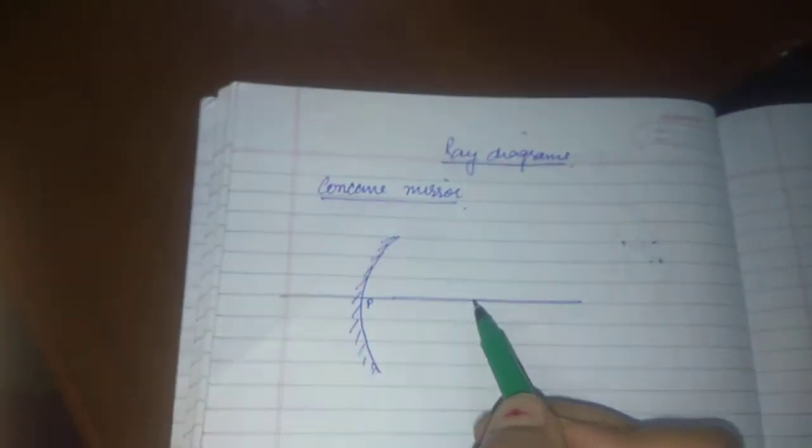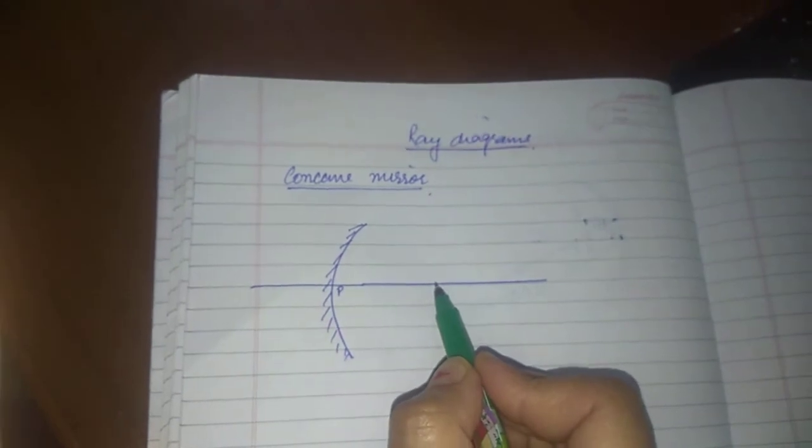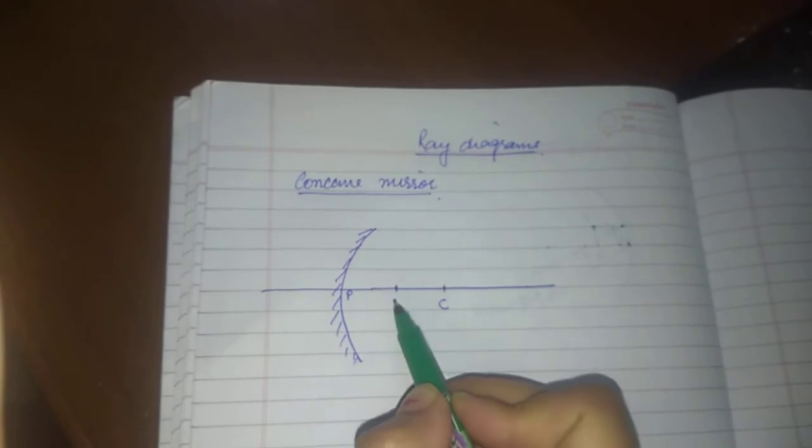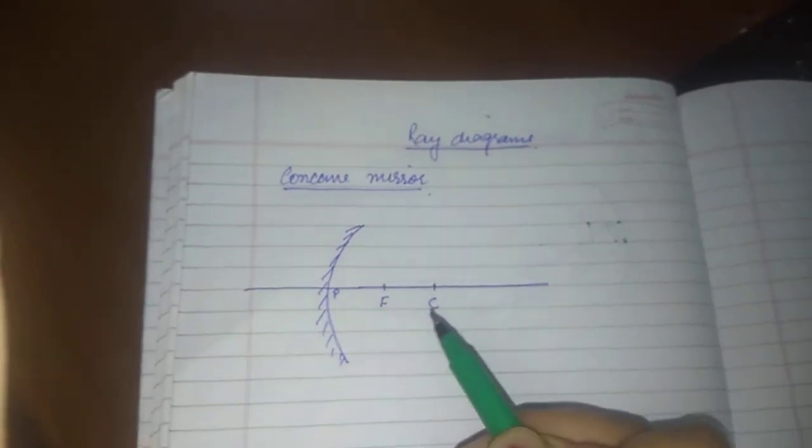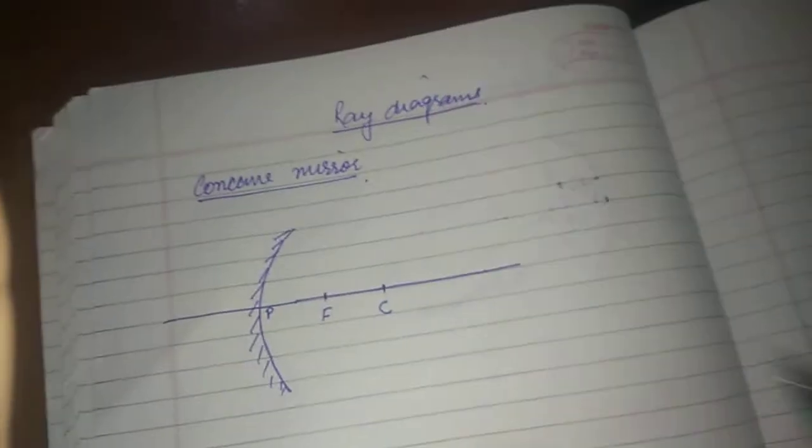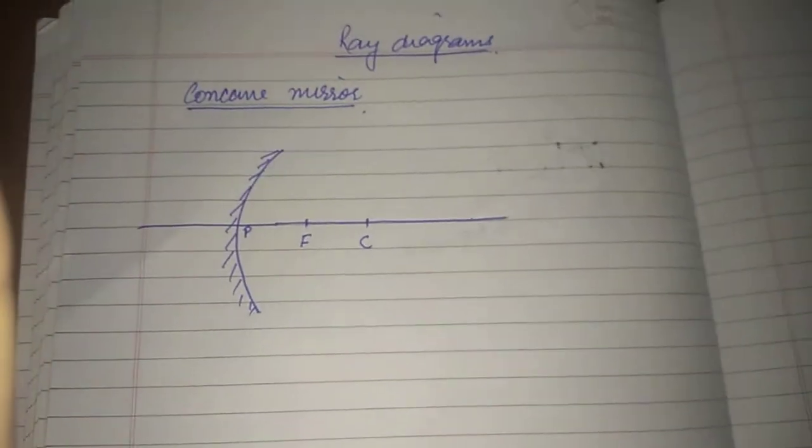So this is the concave mirror. This is the principal axis. This is the pole. So this would be the center of curvature, and let us consider this is the focus. The focus lies exactly at the center between the pole and the center of curvature.